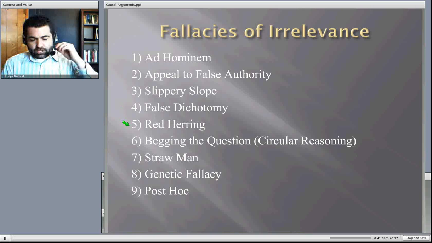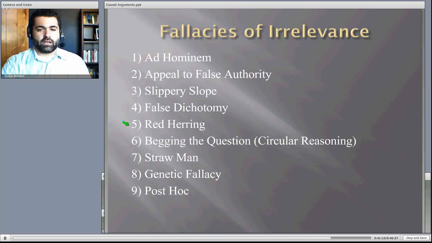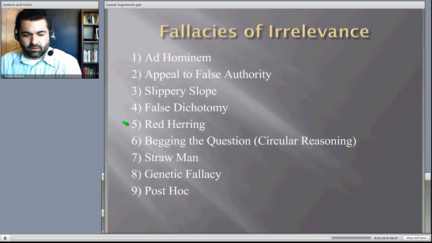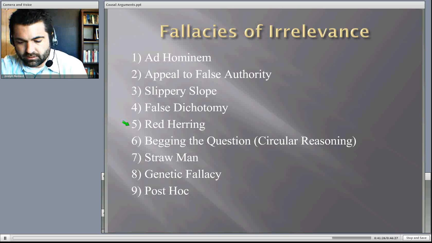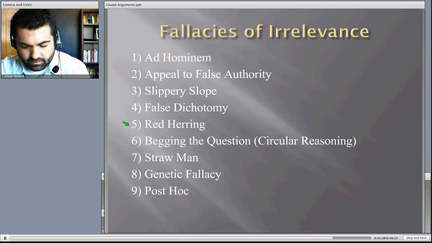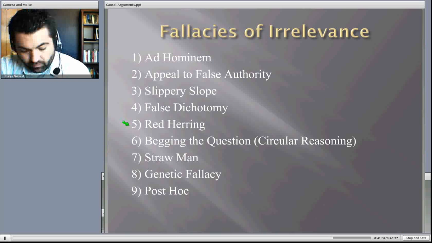Begging the question, or circular reasoning. This happens when the premise and the conclusion continue to beg the question of the other, and there's no way of getting out. It's almost like a vicious circle. In your book, this one is highlighted. I'm going to try to find the page number here. Page number 81, and they have several good examples that I think you should look at.